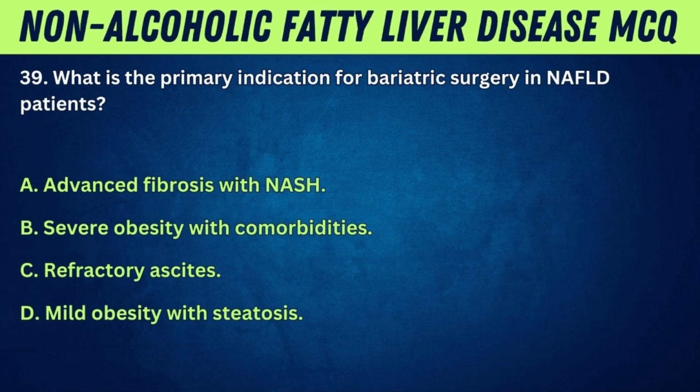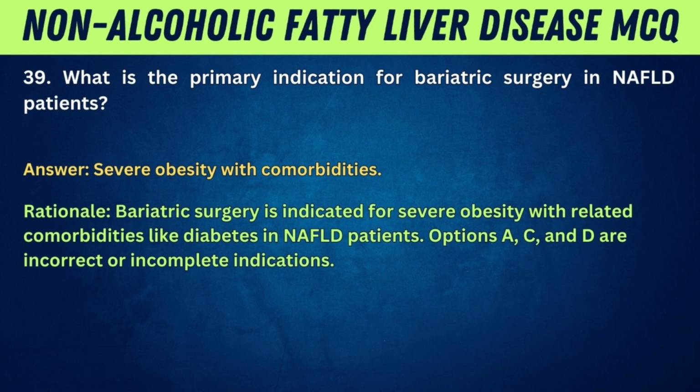39. What is the primary indication for bariatric surgery in NAFLD patients? A. Advanced fibrosis with NASH. B. Severe obesity with comorbidities. C. Refractory ascites. D. Mild obesity with steatosis. Answer: severe obesity with comorbidities. Rationale: bariatric surgery is indicated for severe obesity with related comorbidities like diabetes in NAFLD patients. Options A, C, and D are incorrect or incomplete indications.